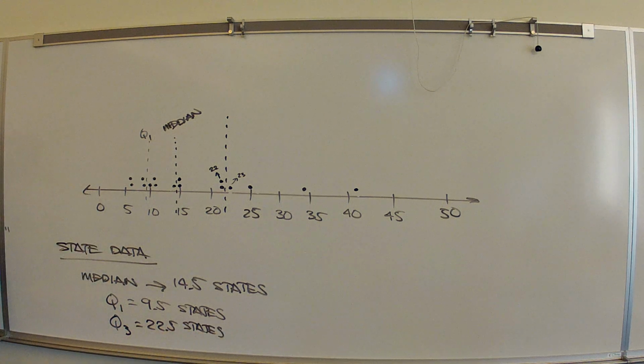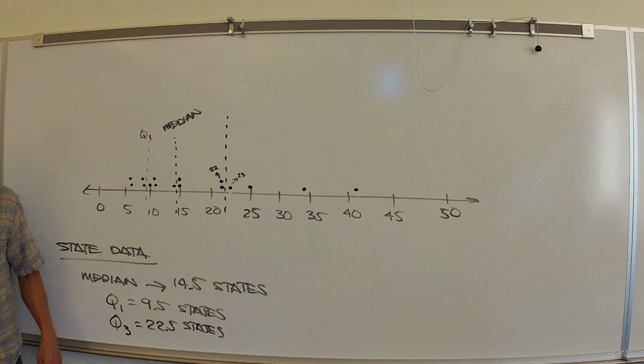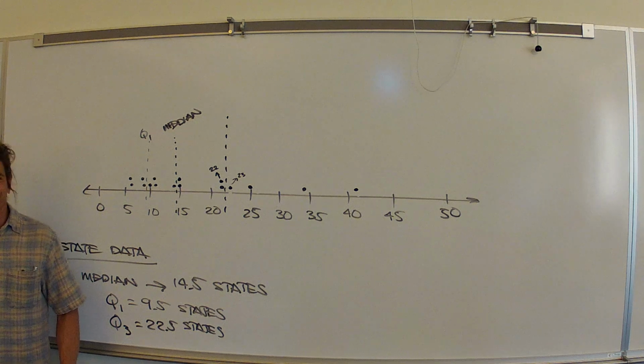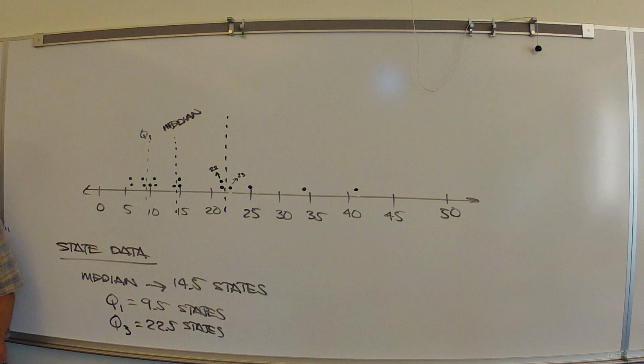Now recapping this in English, because this is all stats-speak right now. The median is 14.5 states. The upper quartile is 22.5. The lower quartile is 9.5. What does it mean when you say the lower quartile is 9.5 states? 25% is below and 75% is above. Yes, 25% of students in the class have been to fewer than 9.5 states. Conversely, 75% have been to more.